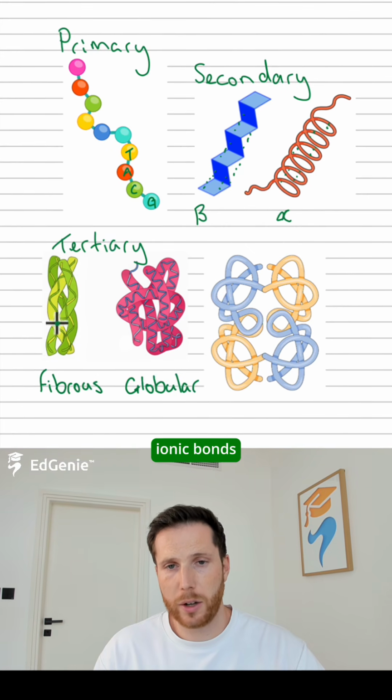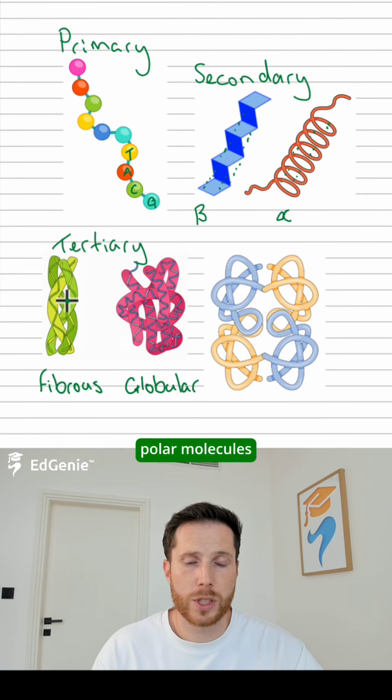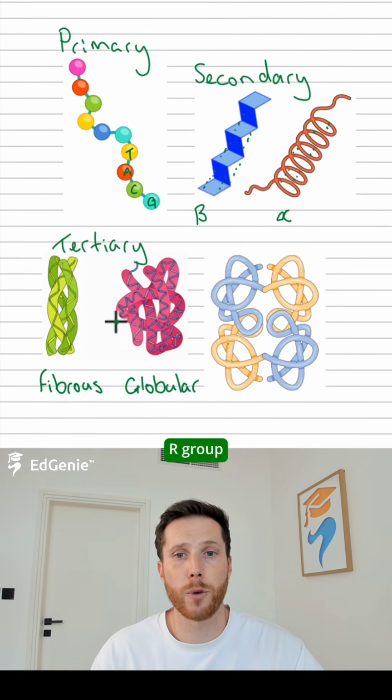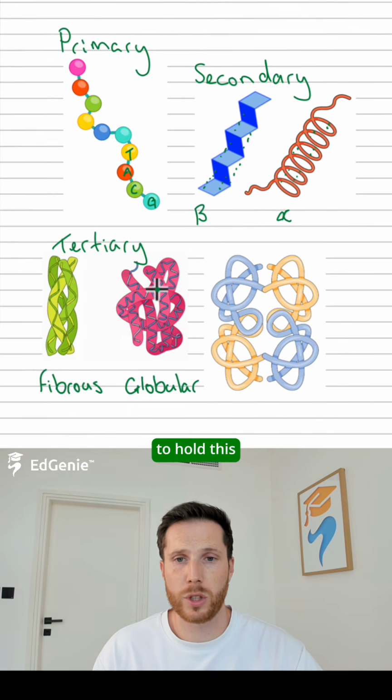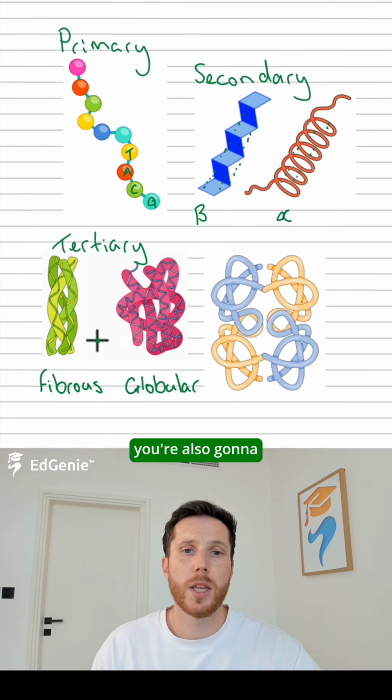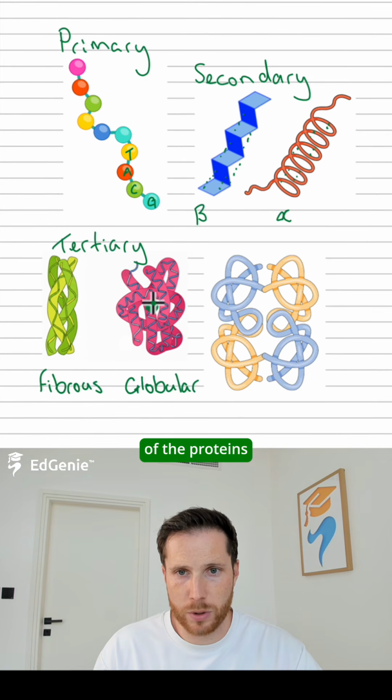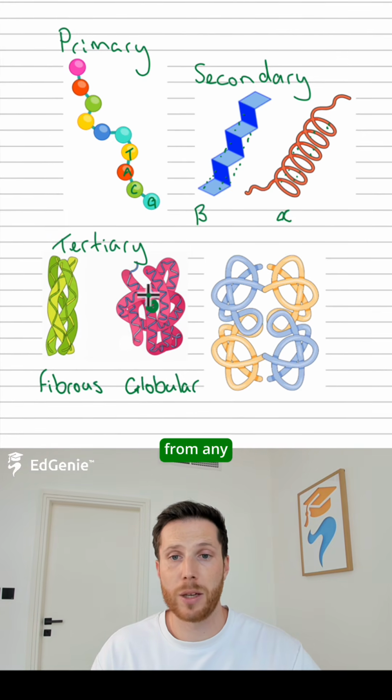And these include ionic bonds between different polar molecules, and also disulfide bridges which form between amino acids that have sulfur in their R group, and these are much stronger, so they help to hold this overall 3D structure in place. You're also going to get hydrophilic groups, and they're going to tend to stick towards the center of the proteins where they can shelter themselves from any water molecules.